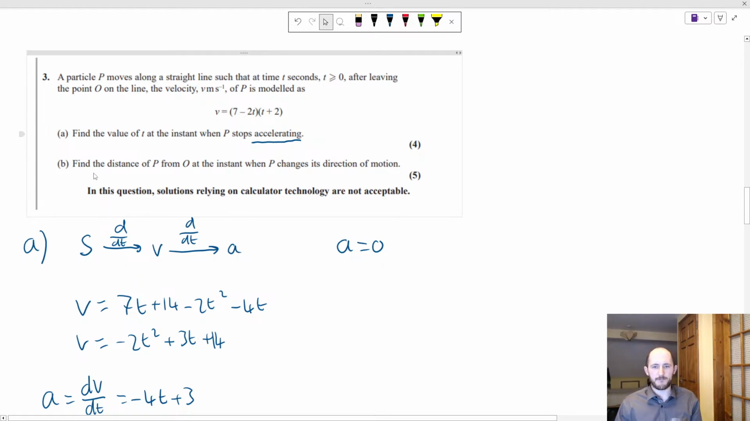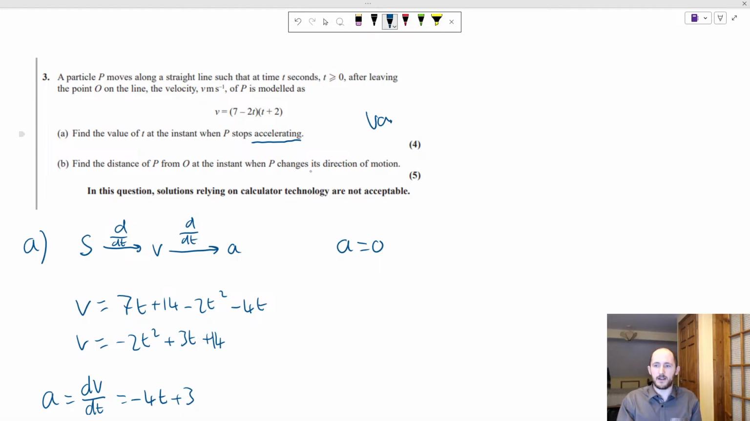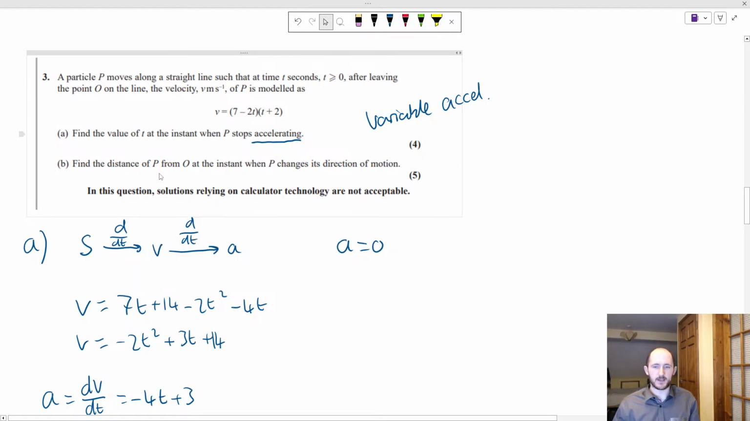Okay. So what about find the distance of P from O at the instant when P changes its direction of motion? Is this differentiation? It's not. It's a topic called variable acceleration. I think it's chapter something. I can't remember what chapter it is, I'm not going to lie to you. But it's towards the end of mechanics. So, find the distance of P from the origin at the instant when P changes its direction of motion.